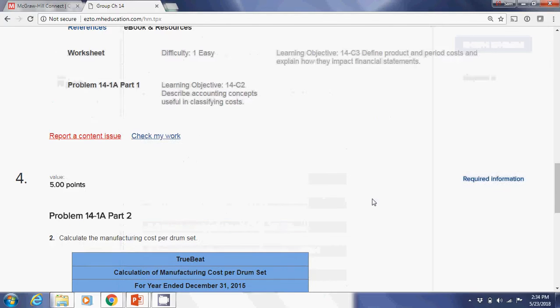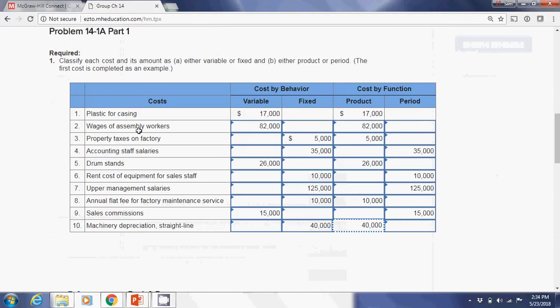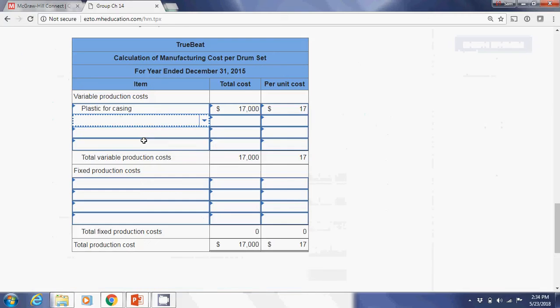Right, so let's go find out what other variable production costs we have. Looks like wages of assembly workers here. 82,000 is variable and product. So let's pop that in there. Wages of assembly workers, 82,000. How much per unit, divided by 1,000? That just means take 3 zeros off. It's going to be 82.